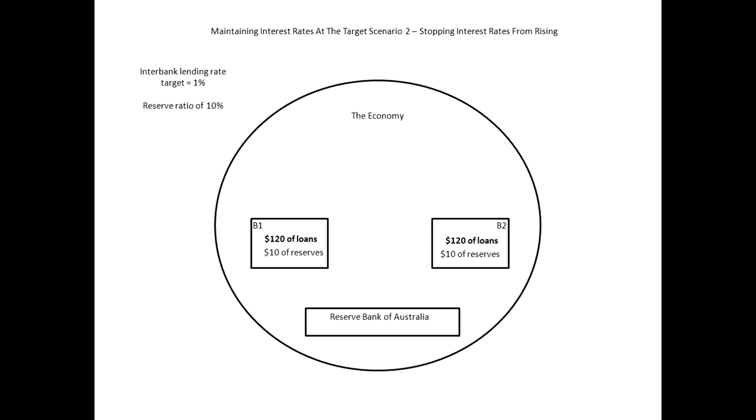What we're going to look at in scenario 2 is how interest rates get stopped from rising. So in this scenario, both banks have $120 of loans on their books now and only $10 of reserves each. So we're short $4 of reserves. So the banks say, well, no worries, Reserve Bank and Government of Australia, we can get you some more reserves that you require us to have. Each bank just thinks, I'll offer another bank a higher interest rate, and that way I'll get some reserves off of them.